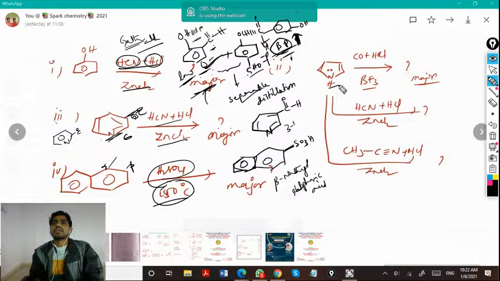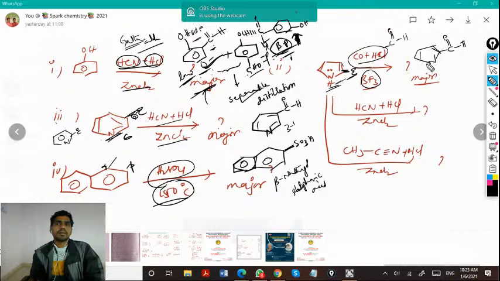Okay, so next, if it is pyrrole, which is 5-membered, this is Gattermann-Koch formylation. So a formyl group is going to add here. A carbonyl electrophile is going to form, a formyl electrophile. So it's going to attach at the 2nd position. So the major product will be 2-formyl pyrrole. Okay, this is the major product.